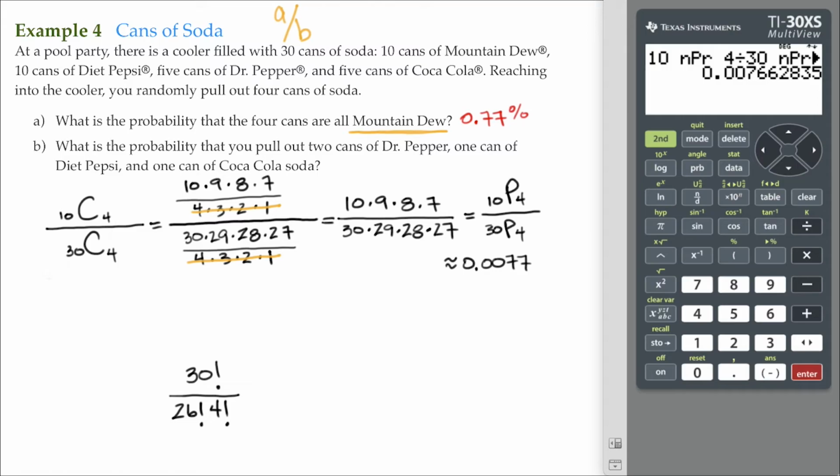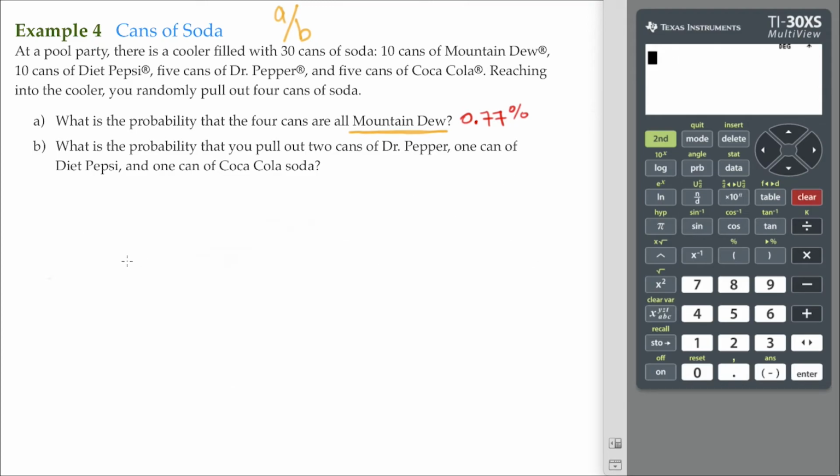Now for B, it says, what is the probability that you pull out 2 cans of Dr Pepper and 1 can of Diet Pepsi and 1 can of Coca-Cola soda? So since we have this mixture of cans, we don't have the luxury of simply doing it something like this. But we still have 30 choose 4. That's our sample space. That's B. How many different ways? Our event. We want 2 cans of Dr Pepper. That's going to be 5 choose 2.